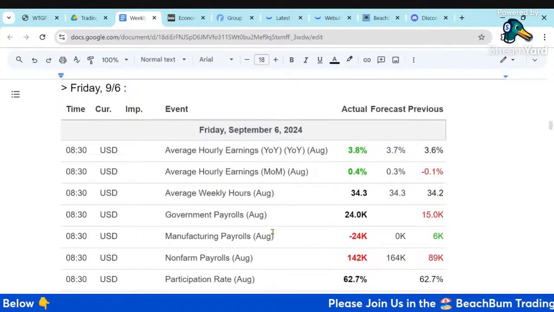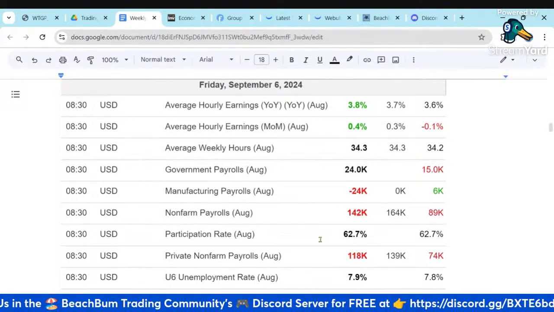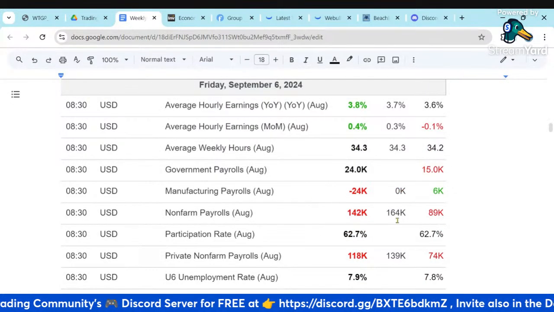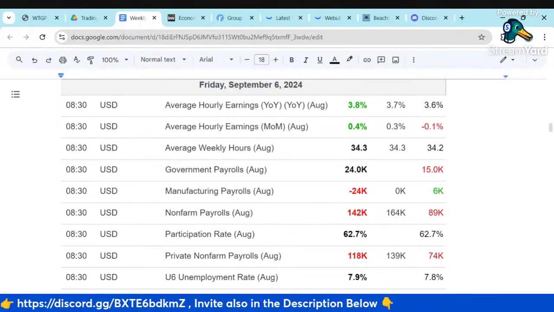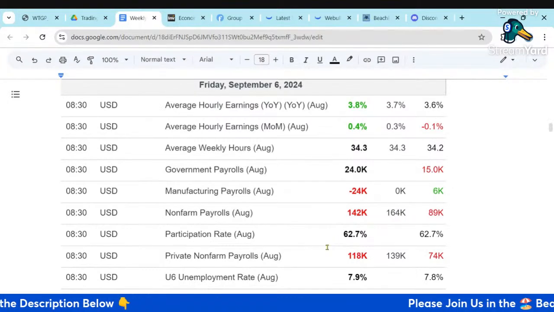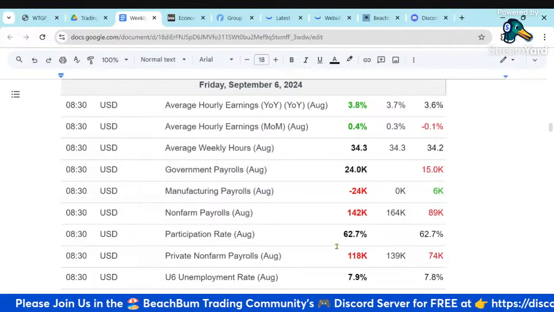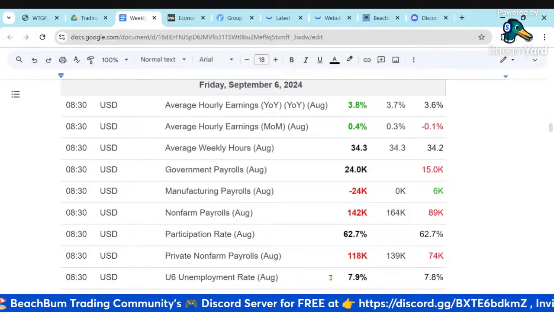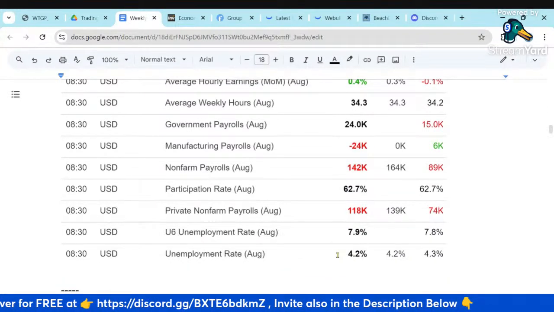Then Friday, we got the non-farm payroll data. You saw all the news discussing how that exacerbated the downturn in the market. The main non-farm payroll number came in at 142K, expected at 164, so much less than expected. Manufacturing jobs were actually negative, so there's a loss in manufacturing. We've seen a slowdown in manufacturing. Also, private payrolls were significantly less than expected.